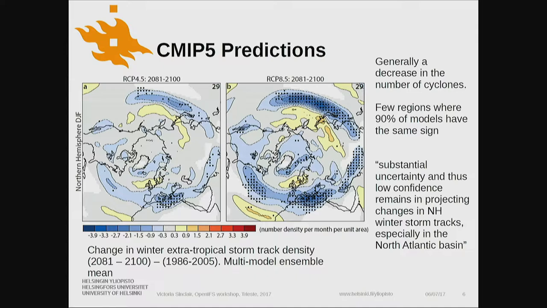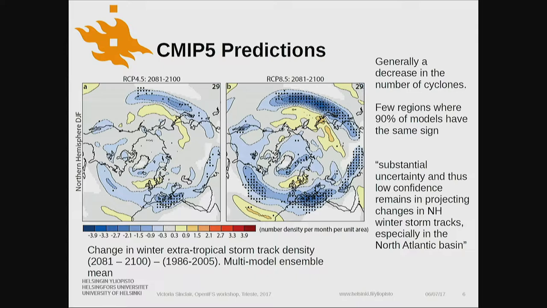And the shading shows the change in basically the number of extratropical cyclones. So when it's blue, the models are predicting that there'll be a decrease in the number of storms. Where it's red, there'll be more storms. But the hatching here, so the stipple, these dots, these show the areas where at least 90% of the models at least agree on the sign of the change. And you can see that there's not many areas that are stippled.